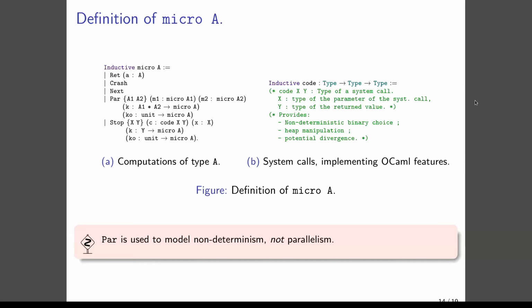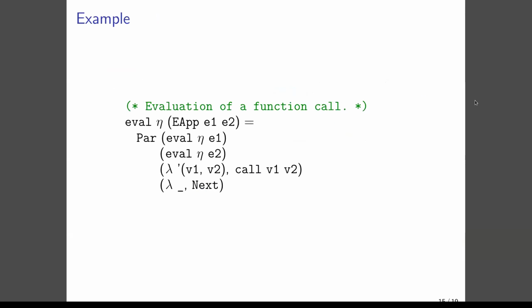To better understand this, let's use an example of the function call I discussed earlier. If you apply the expression E1 to the expression E2 in OCaml, E1 could be evaluated before or after E2. And our solution to handle this is to consider that it doesn't matter and we'll just evaluate them in parallel. And should these computations return values V1 and V2, then we will perform the function call V1 applied to V2.